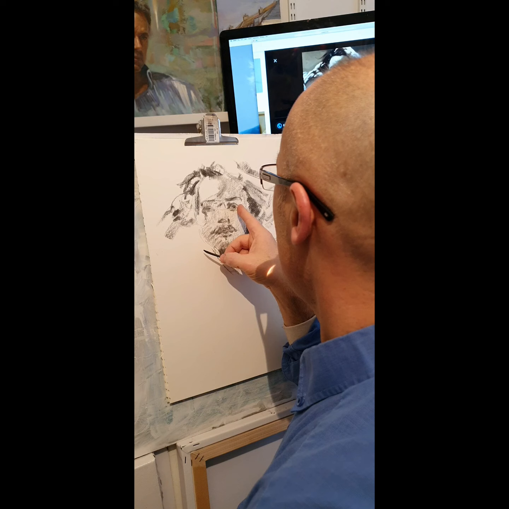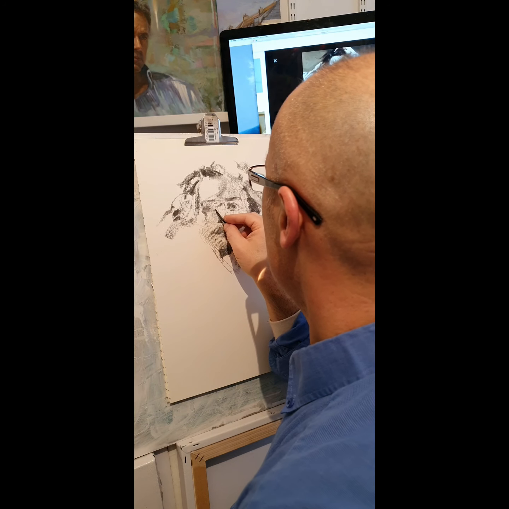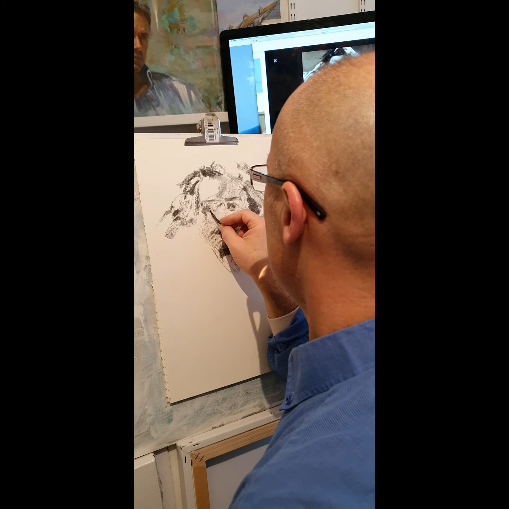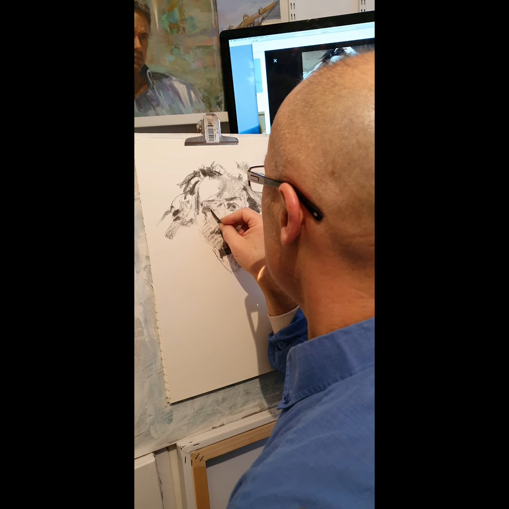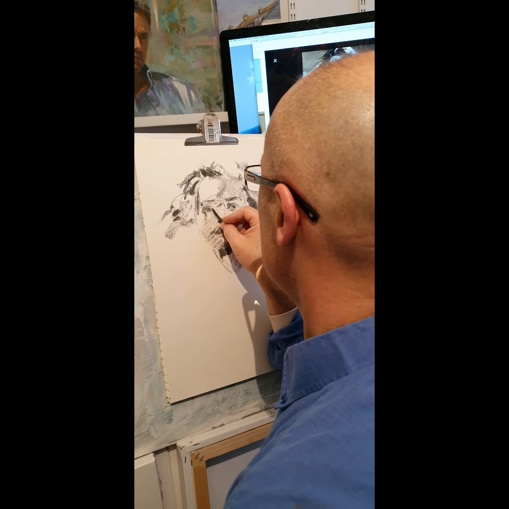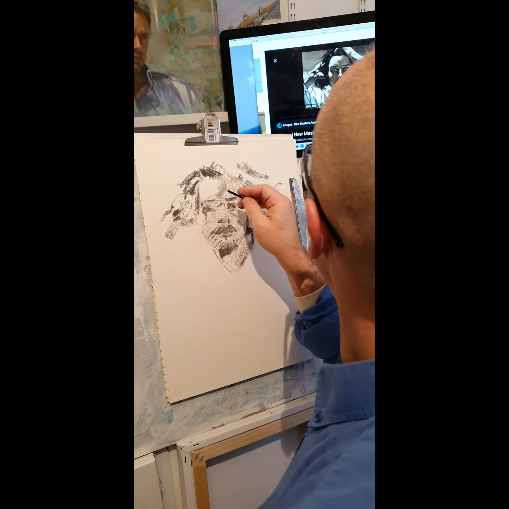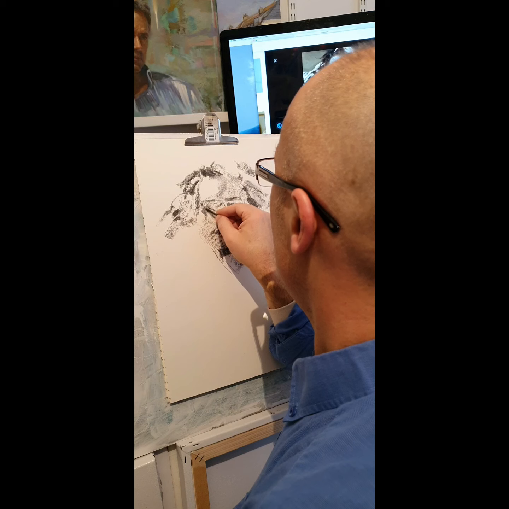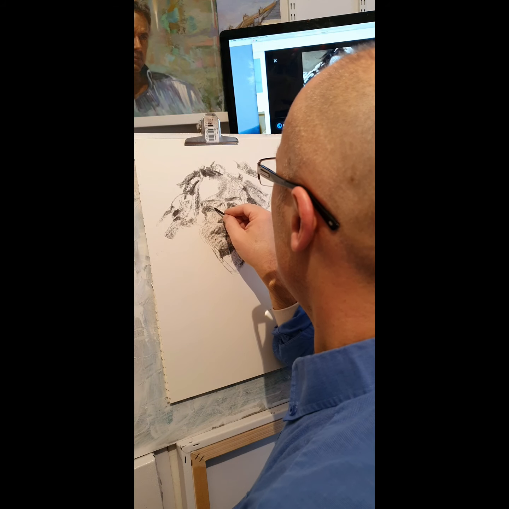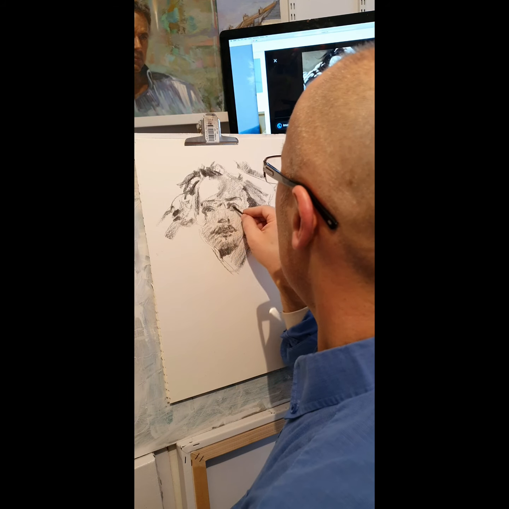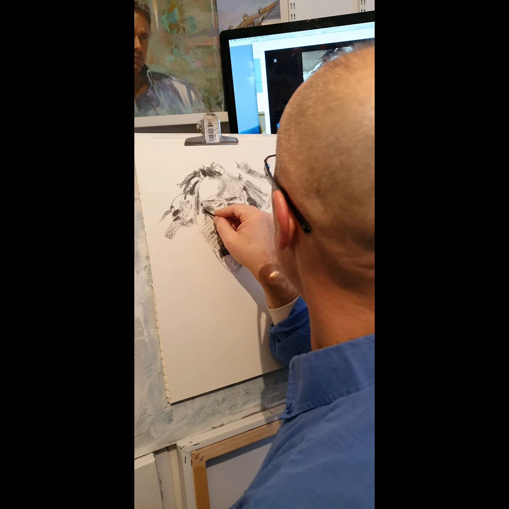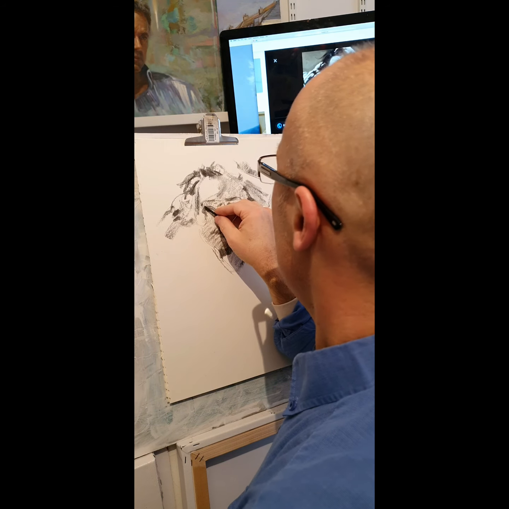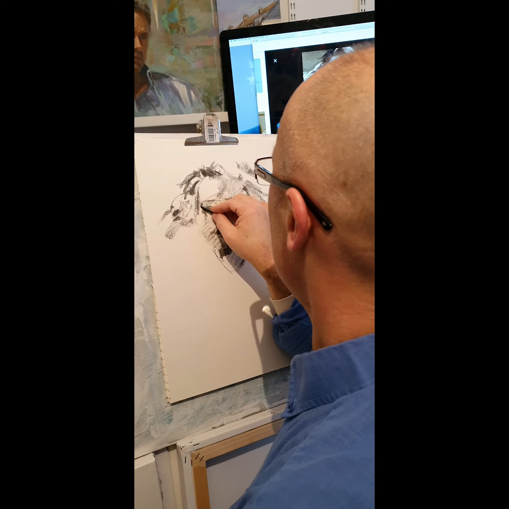The eyes a bit closer together, so I'll move that eye a bit closer here. That's it. Move it closer here. And then the upper eyelid, upper lip and the eyebrow.